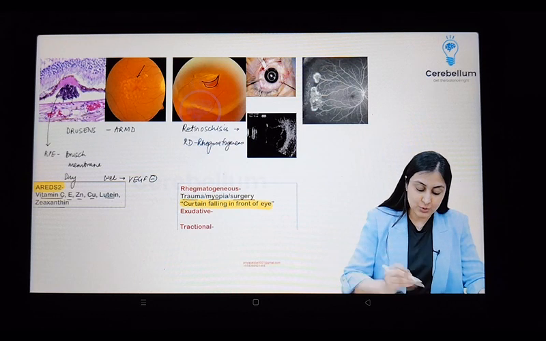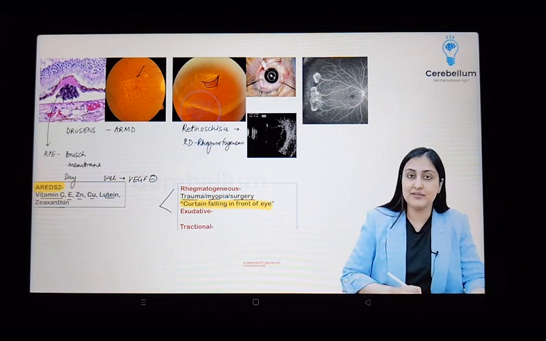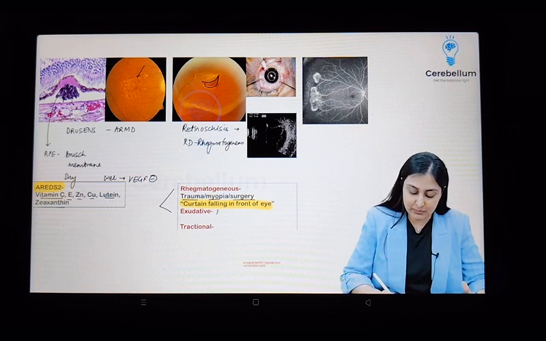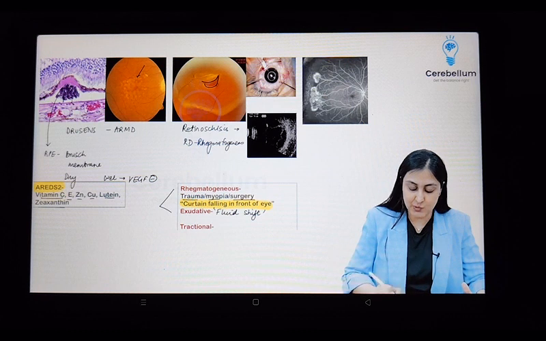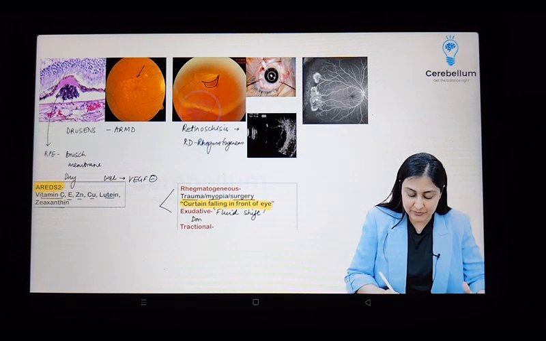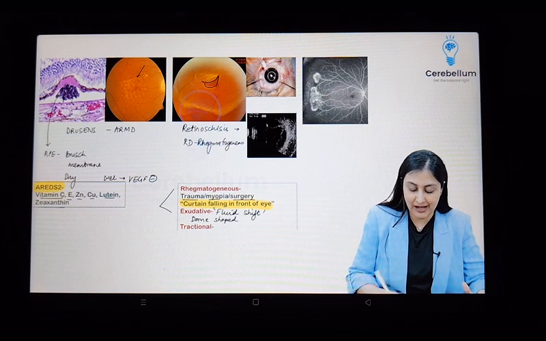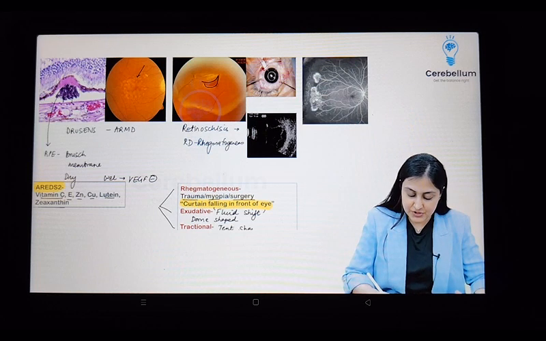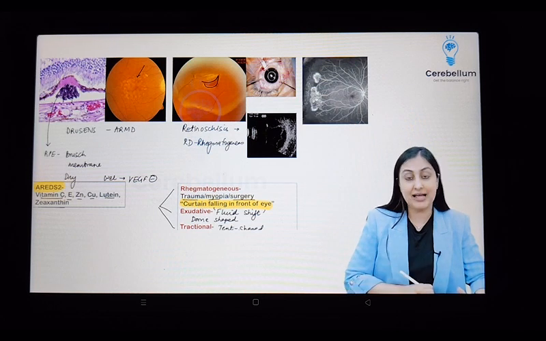Apart from that, we have two other types of RD. We have exudative RD, in which you will have some sort of inflammation or a tumor which is causing it. So the buzzword here is a shifting fluid sign is what you can have. So a fluid shift is what you want to remember. And here the kind of RD you have is a dome shaped retinal detachment, whereas in tractional RD, when something is pulling, you're going to have a T for tent shaped RD. So T for T, tractional and tent shaped.